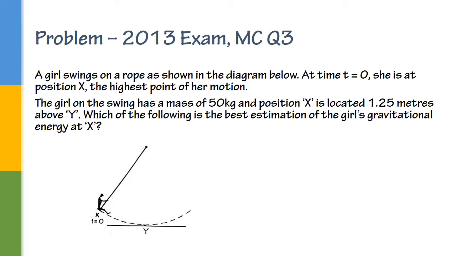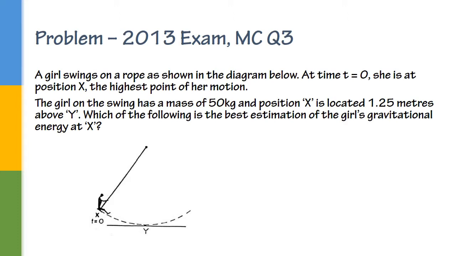So just to summarize, a girl swings from a rope as shown in the diagram. At time equals t, which is the start, she's at the position x, the highest point of her motion. The girl in the swing has a mass of 50 kilograms and at position x is located 1.25 meters above y. Which of the following is the best estimate of the girl's gravitational energy at x? You are given 4 multiple choice options, which I haven't put in here because they're not really relevant to this video. If you'd like, open up the exam and follow along.